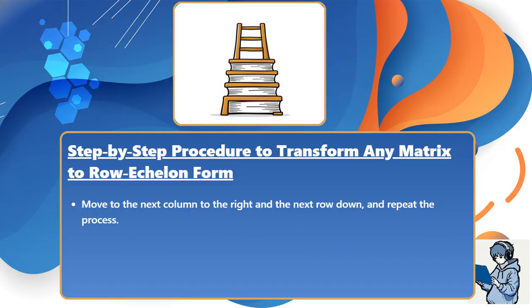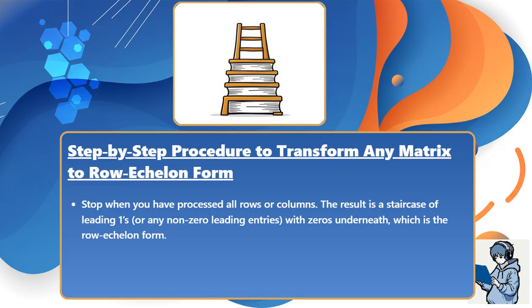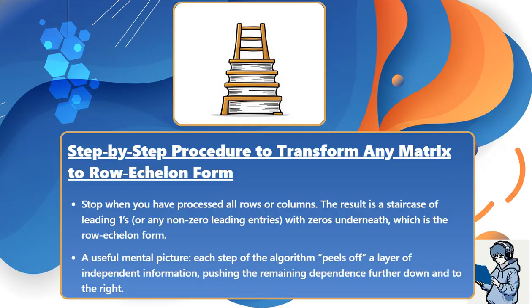Move to the next column to the right and the next row down, and repeat the process. When a column has no non-zero entries below the current row, skip it and move further right. Stop when you have processed all rows or columns. The result is a staircase of leading ones, or any non-zero leading entries, with zeros underneath, which is the row echelon form. A useful mental picture: each step of the algorithm peels off a layer of independent information, pushing the remaining dependents further down and to the right.